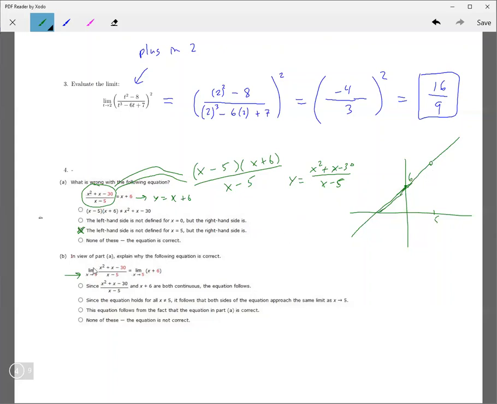Over here, this is correct because the limit does not depend on what the value at the point is. Since the equation holds for all x not equal to 5, it follows that both sides approach the same limit as x approaches 5. So that would be that one right there. Any questions so far with that?